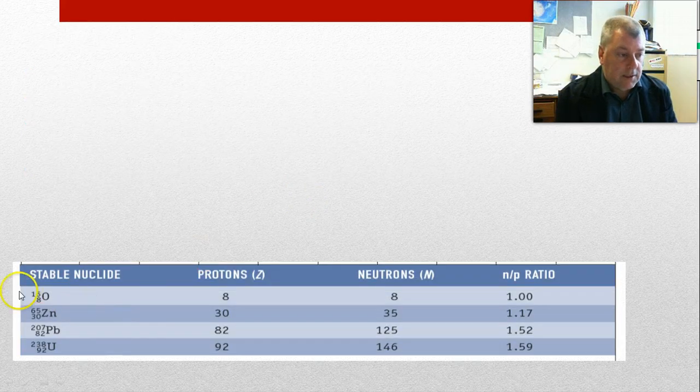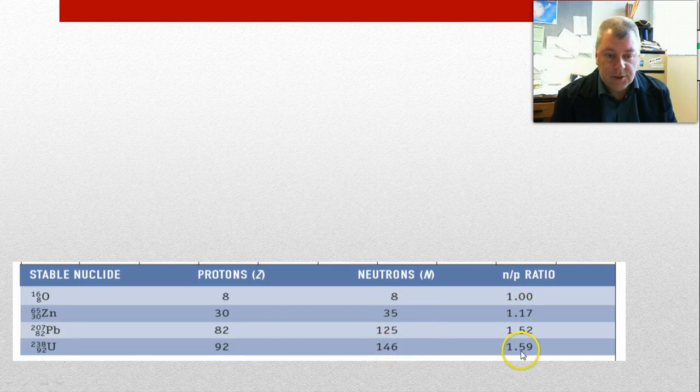So if we looked at something relatively light like oxygen, it has 8 protons, 8 neutrons, and it has the ratio 1 to 1. But as we get progressively heavier, so this is 65, 207 for lead and 238 for uranium, you can see that the number of protons is increasing, but the number of neutrons is increasing at a much faster rate to try and keep that nucleus together.